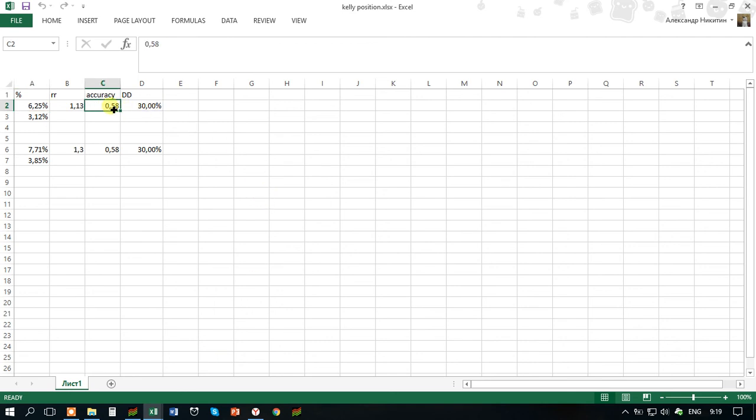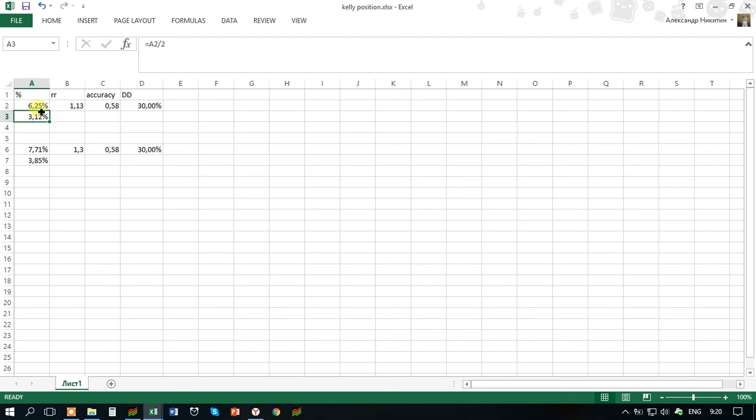So 58%, 1.13. If I don't want to risk more than 30%, then I am to multiply this by 30%. So I'm not using the full potential of my strategy, but I'm using only 1/3 of that potential, 1/3 of my strategy, not to risk more.